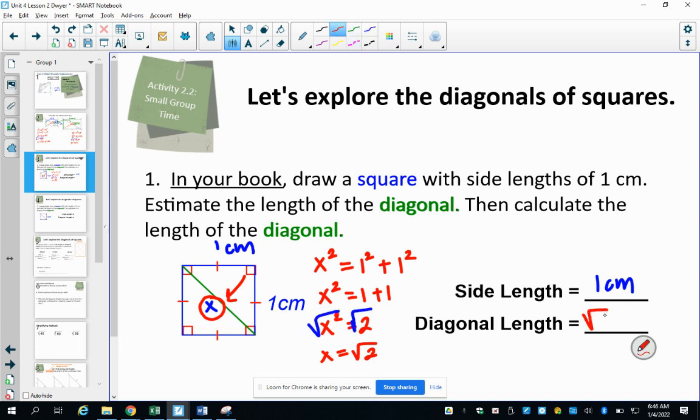So you can leave it as square root 2. And then I'm also going to write that as its decimal, which is 1.41. So square root 2 or 1.41 is the length of the diagonal with a 1 centimeter square.